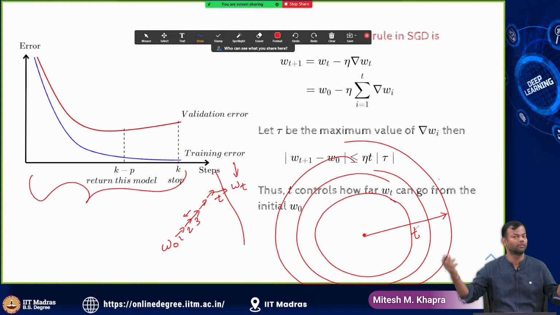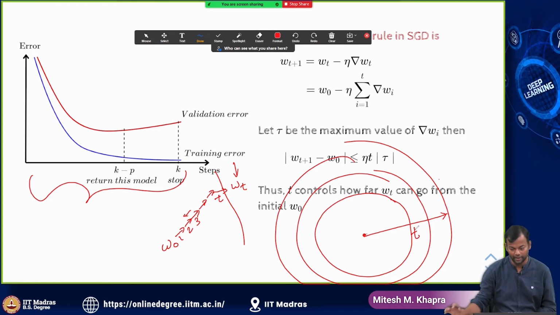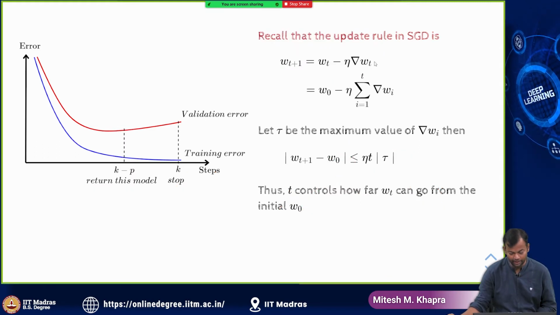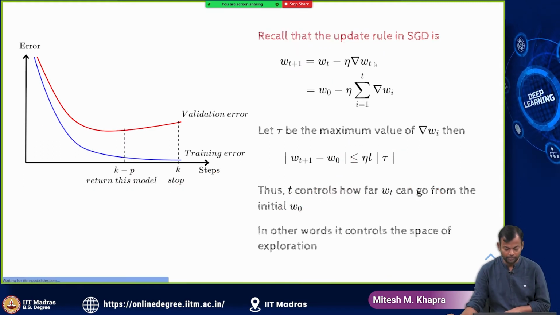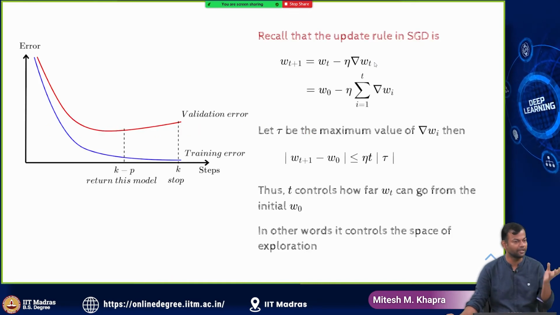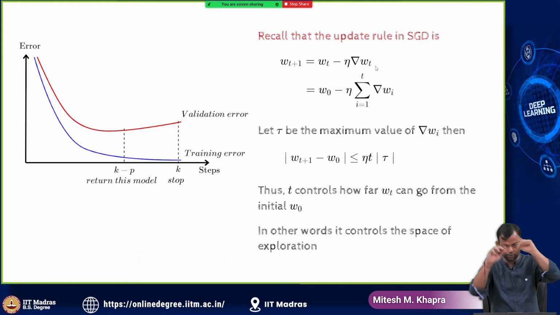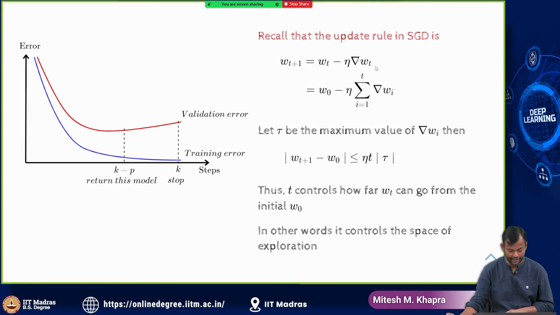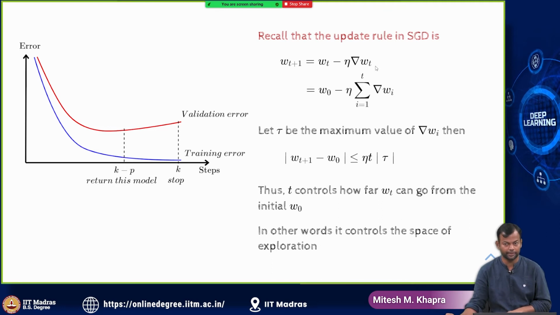The more you update, the more the weight would grow, right? So that's why it's intuitively similar to what happens in L2 regularization. It controls the space of exploration, and the same thing I had shown with those contours. So L2 regularization was also controlling that space of exploration, right?